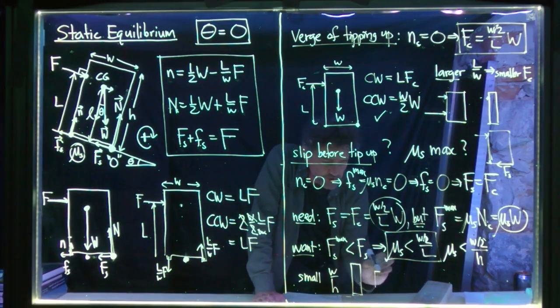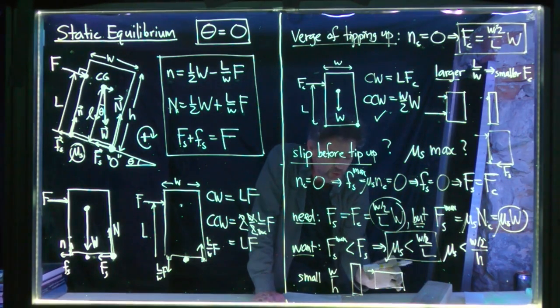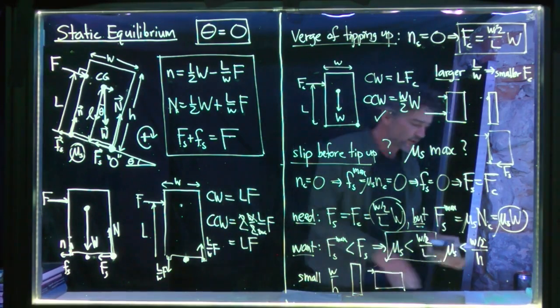But if you had a fridge that was more like this, where your width is large compared to your height, then mu s can be larger. And then even if you push at the very top, you will not get that left leg to lift up before it starts to slip. So that's really an interesting thing to think about.